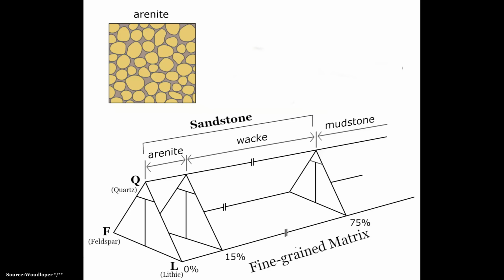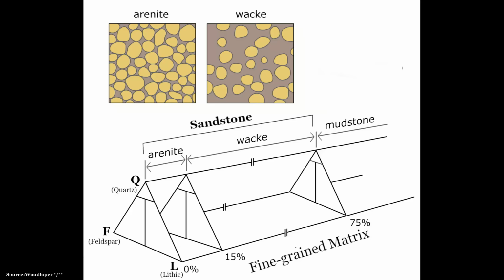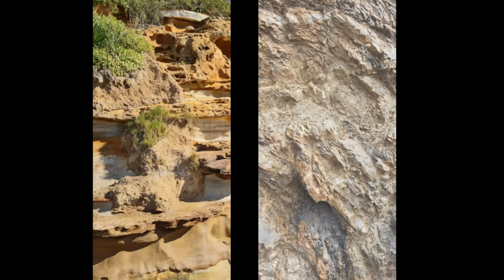cement or matrix. Wackes have much smaller grains, usually less than a millimeter to a couple of millimeters. They aren't well sorted and can be angular, with a composition that contains between 15 to 75% fine-grained matrix. Some examples would be quartz arenite and grey wacke.